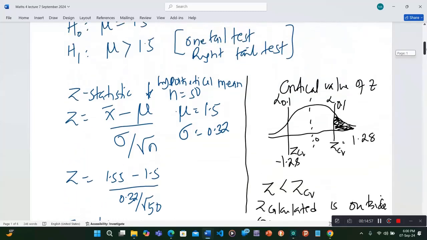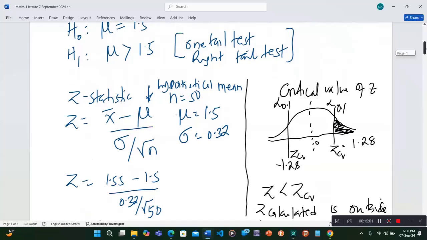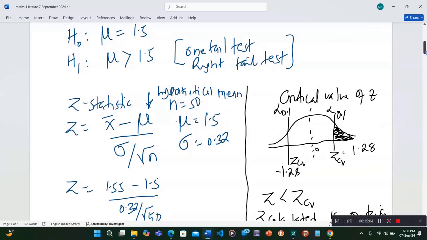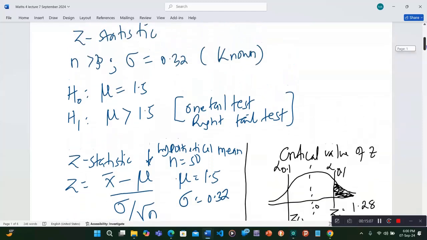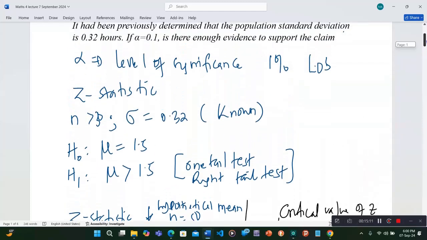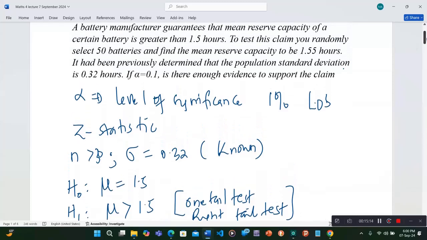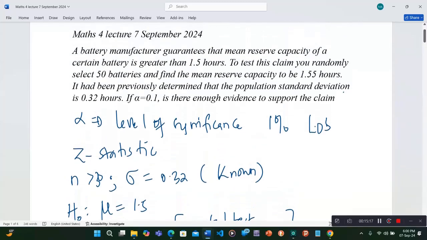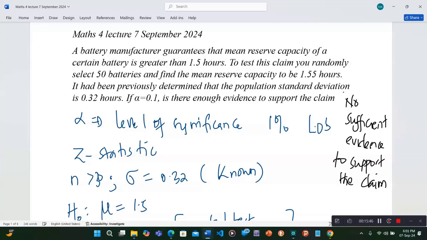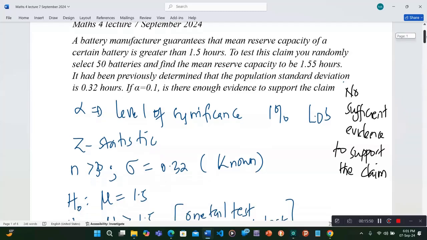So here, this is going to tell us that there is sufficient evidence. Okay, here they are telling us the value is greater than 1.5. So we can see there is no sufficient evidence to support the claim. So we shall say no sufficient evidence to support the claim. And therefore, we will have answered this problem.